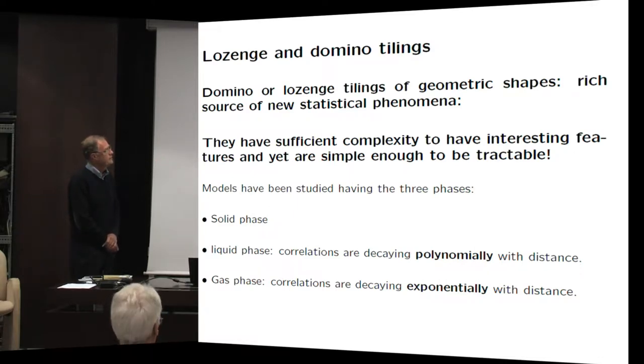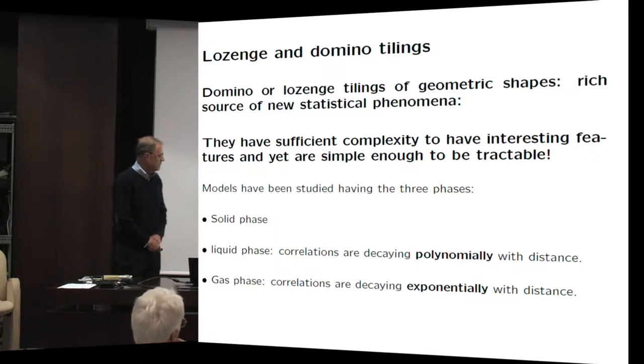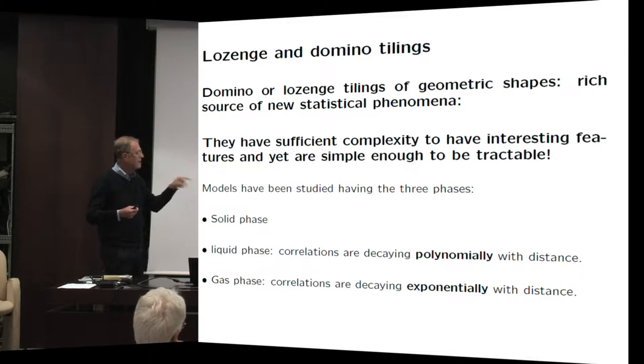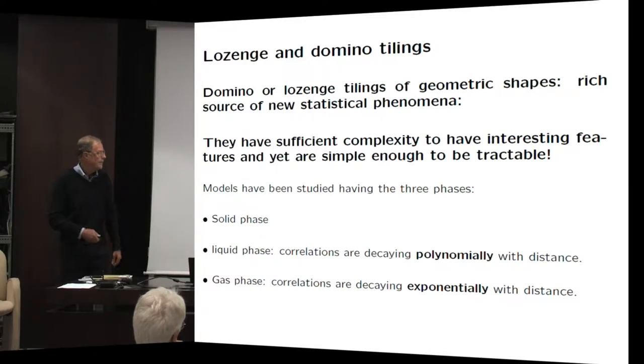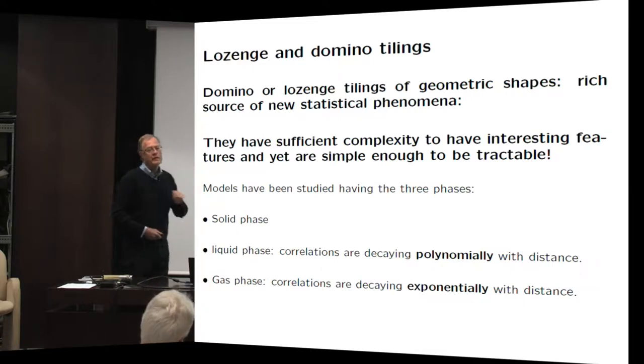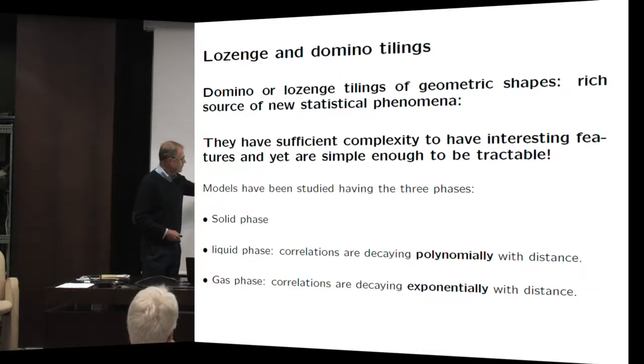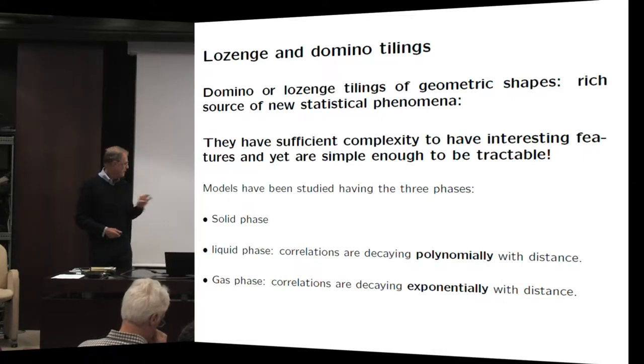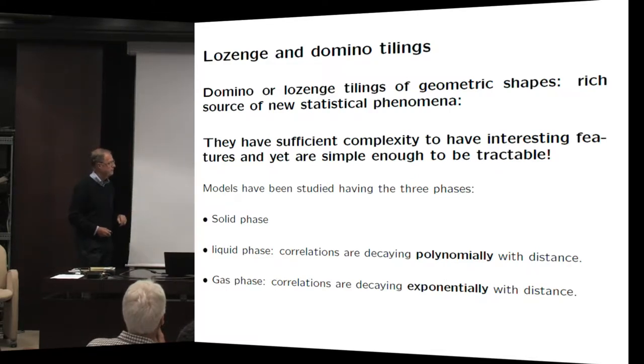These are tilings of geometric shapes. They can be lozenge tilings, they can be domino tilings. As I mentioned, they can have a solid phase, a liquid phase, or a gas phase. Liquid phase means that the correlations between two molecules decay with distance. A gas phase means there's less connection, so the decay is exponential, it gets exponentially small very quickly. The models I will present today will essentially contain solid and liquid. There are other models, which I will touch upon very briefly at the end, that also have a gas phase. That's very recent work of the last two or three years, and I will say something about it at the end.